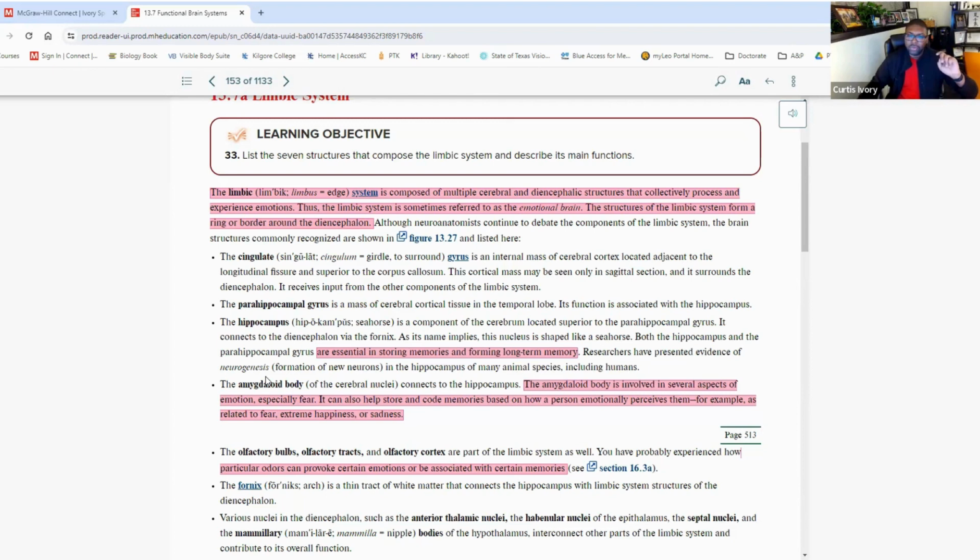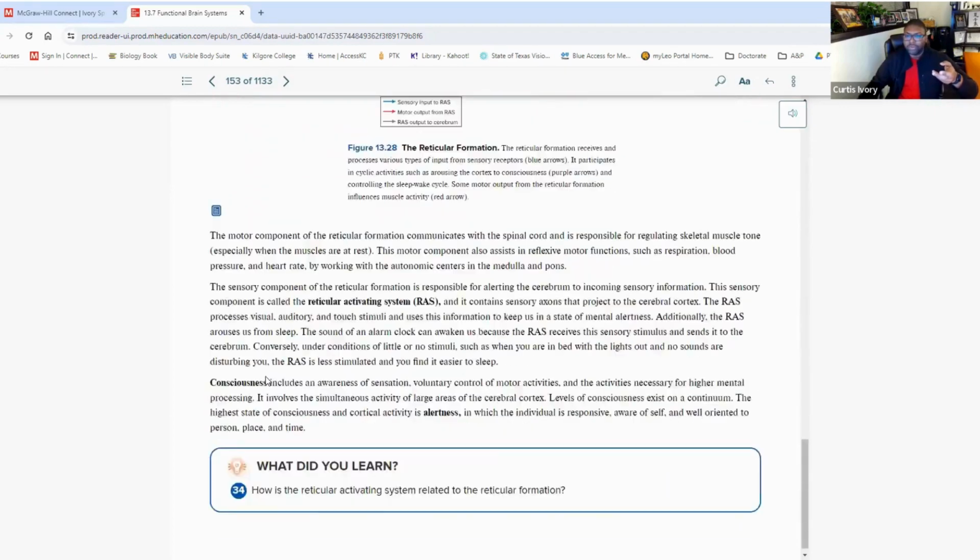So they can also store memories that are based on emotions. Also, that can be fear, that can be happiness and sadness. So all emotions can essentially run through the amygdaloid or the hippocampus. So all structures of the brain all kind of function together for certain functions.